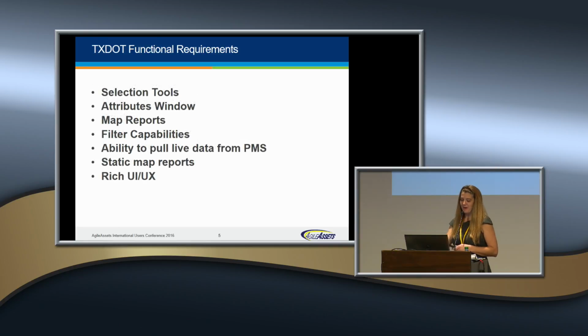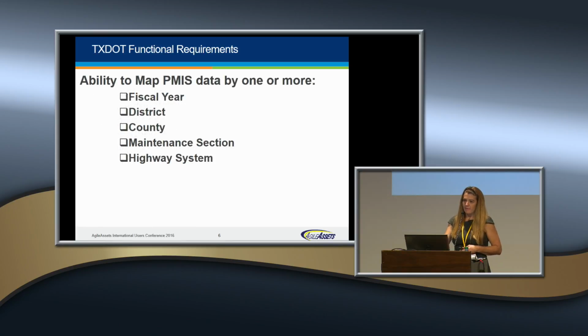We also wanted, or TXDOT wanted, a rich UI and UX that was easily accessible to the users. So for the GIS requirements, we needed the ability to map PMIS data by one or more fiscal year, district, county, maintenance section, and highway system.